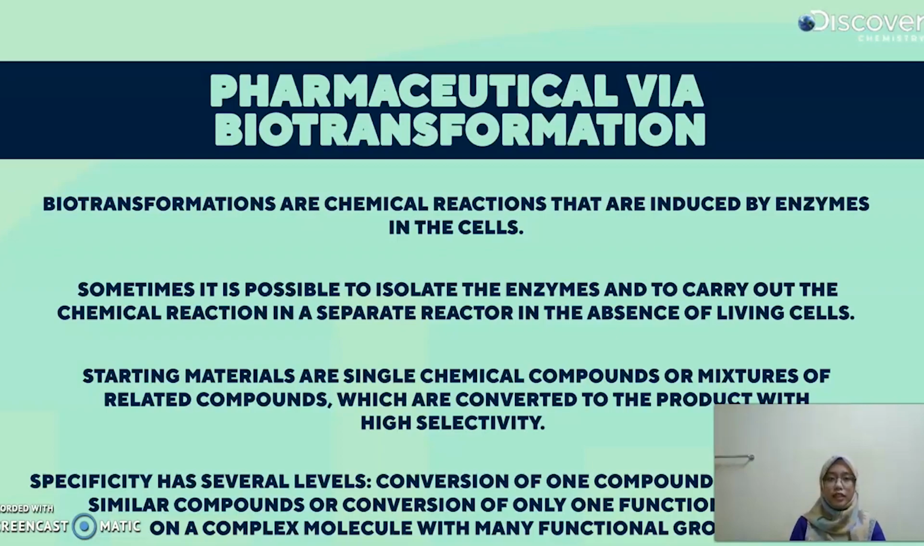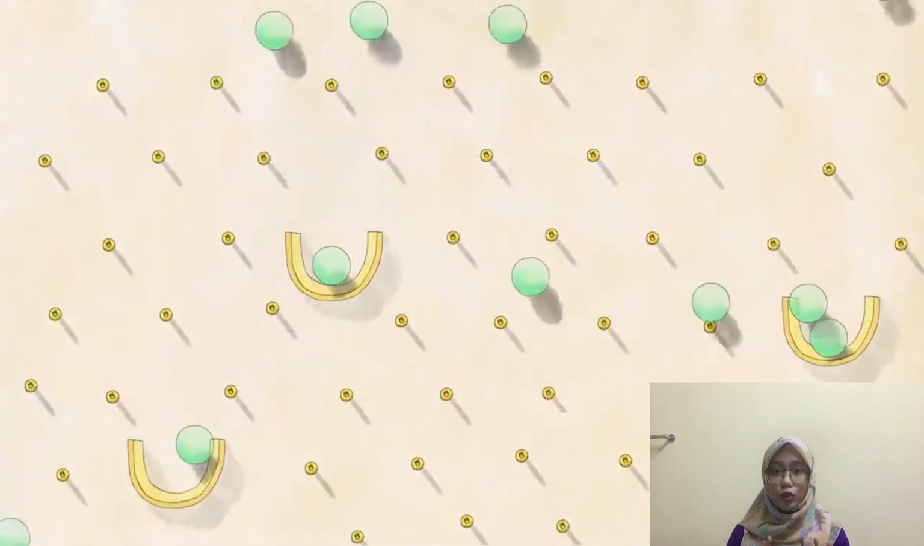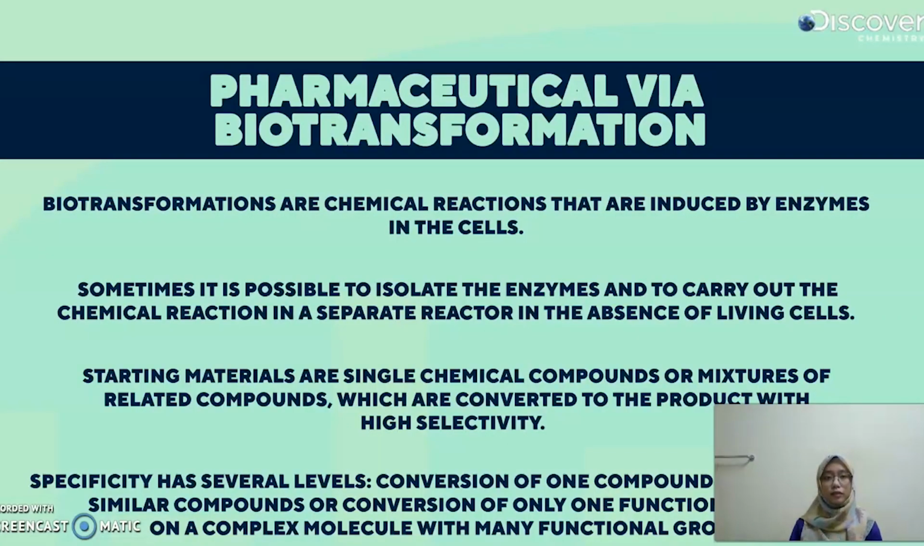Pharmaceuticals via biotransformation. What is biotransformation? Biotransformations are chemical reactions that are induced by enzymes in the cells. Sometimes it is possible to isolate the enzyme and to carry out the chemical reaction in a separate reactor in the absence of living cells. The starting materials are a single chemical compound or a mixture of related compounds which are converted to the product with high selectivity.